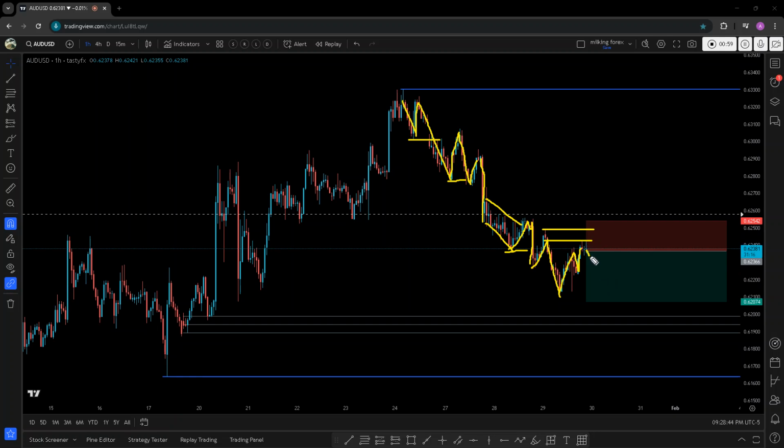And then I believe that price can continue further towards the downside like that, taking the liquidity around this zone. So this is the trade plan right now. Let's see how it actually executes and how it runs.